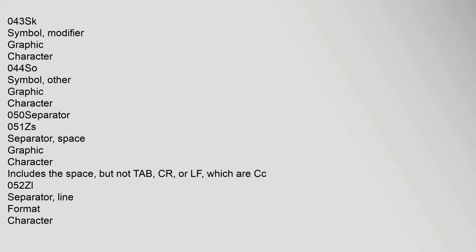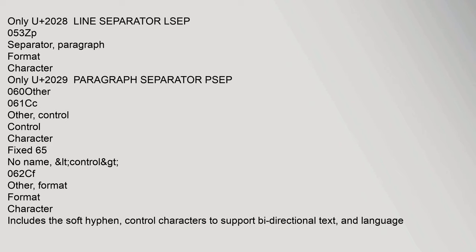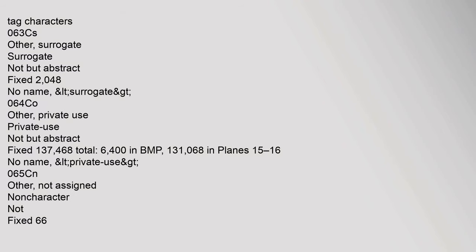Includes the space, but not tab, CR, or LF, which are Cc. 052 Zl separator, line format character, only U+2028 line separator (LSEP). 053 Zp separator, paragraph format character, only U+2029 paragraph separator (PSEP). 060 Other. 061 Cc other, control: control character, fixed 65, no name. Tag characters. 063 Cs other, surrogate: surrogate, not but abstract, fixed 2048, no name.